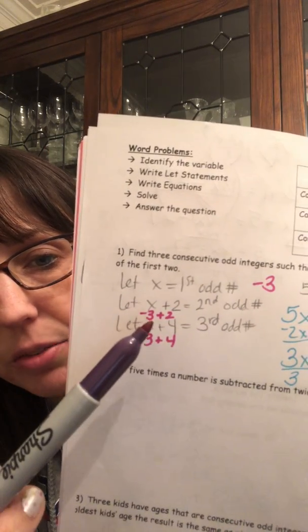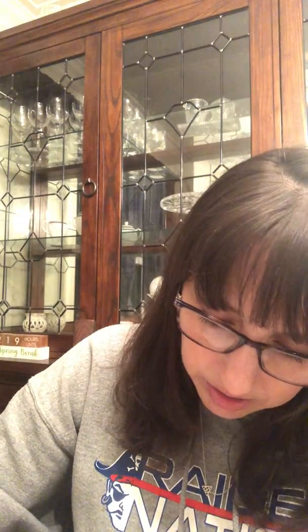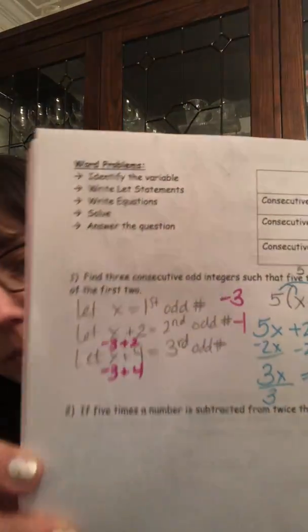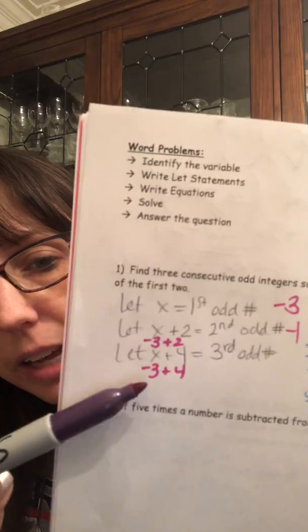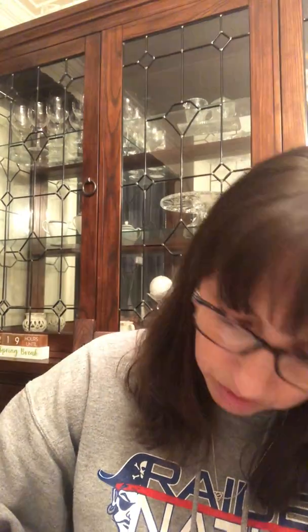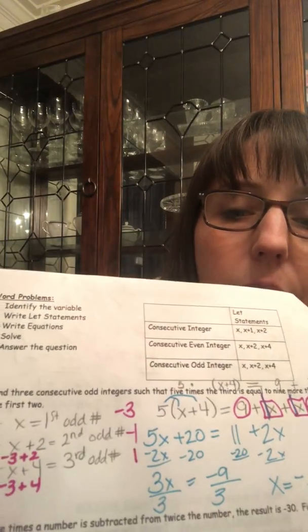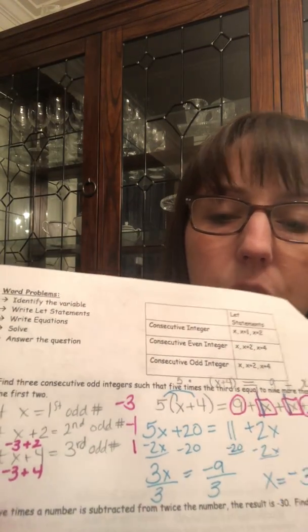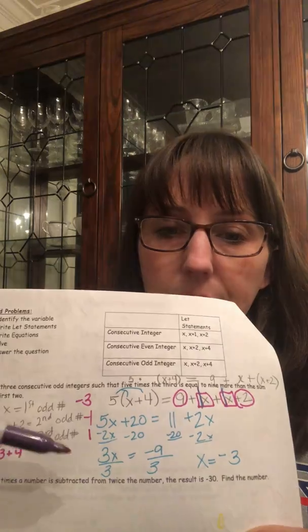Now I say negative 3 plus 2. And in my calculator, when I do that, that gives me negative 1. And then I went down here. Negative 3 plus 4 gives me 1. There are my answers. So you're not completely finished until you find all 3.